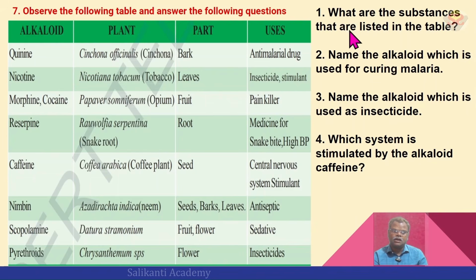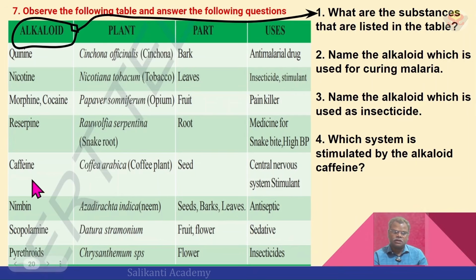This is the alkaloid table. It is present in the fourth lesson, that is, the excretion lesson. These are the alkaloids: quinine, nicotine, morphine, cocaine, reserpine, caffeine, nimbin, scopolamine, pyrethroids.